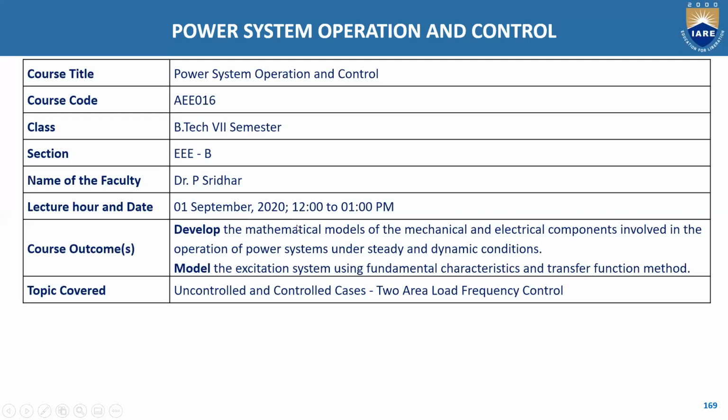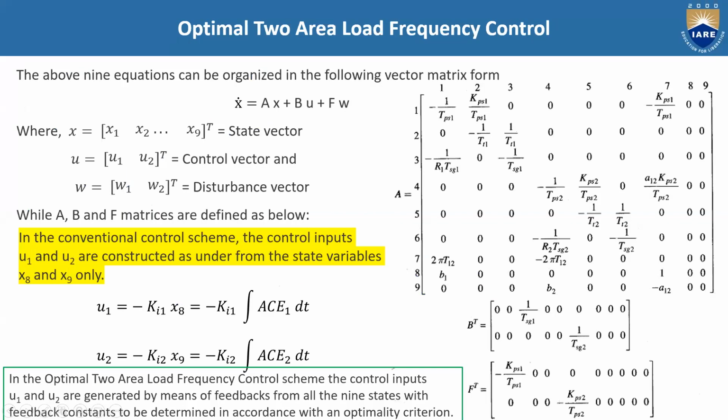So this is the thing we have discussed. In this one, we have established the matrix A, and next are the input control vectors U1 vector, and U1 vector is nothing but minus KI1 into area control error. And similarly, U2 also we have defined. So U1 and U2 are the input vectors.